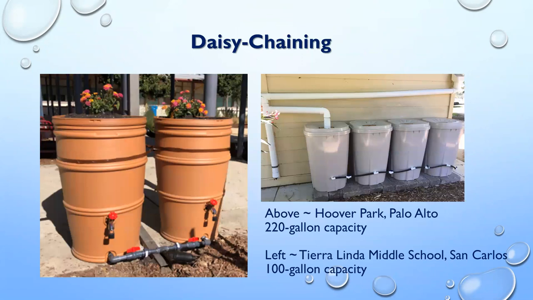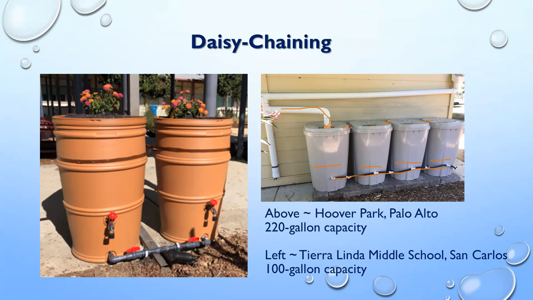And daisy chaining is connecting the barrels. So you can see really clearly in this picture from Hoover Park, the water comes in here in the first barrel. And then there's this pipe about 8 inches up from the bottom of the barrel. And that pipe connects all the barrels. And what you can't see is they're actually connected at the top and the back as well. So as the water goes in and starts to fill here, it will fill fairly evenly on all four barrels.